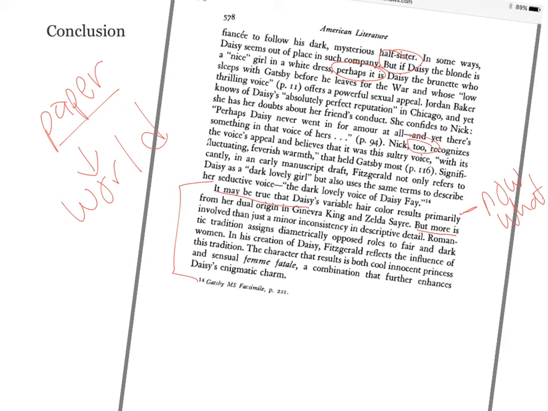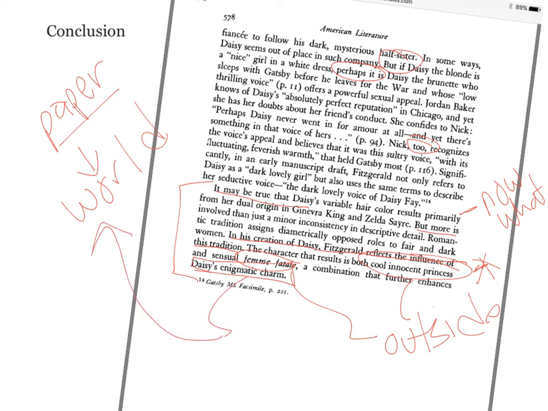And then we've got this idea of, in his creation of Daisy, Fitzgerald reflects the influence of this tradition, and that the character is both cool, innocent princess and femme fatale. These are both ideas that any reader would be able to identify outside, right? We might think about Disney princesses and Sleeping Beauty and so on, versus those kind of dark women in, like Fatal Attraction or something like that, even though she's technically blonde. But still, and then we get to this idea of Daisy's enigmatic charm. And this actually is the connection to the world, is like, why do people find Daisy interesting? Because Daisy is one that you'll hear about over and over again. And that's this author's connection to the real world, is what makes it interesting.